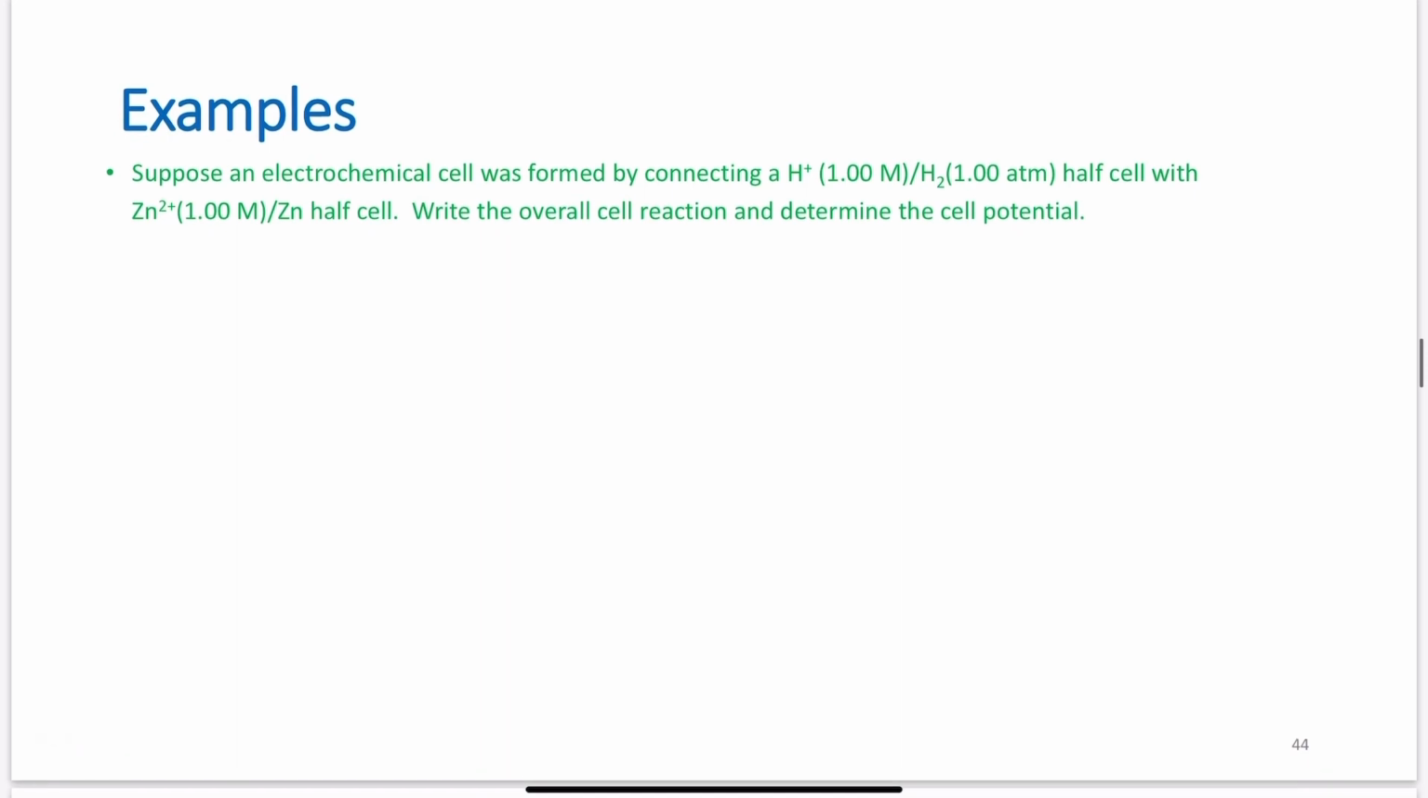Let's work some more examples. Suppose an electrochemical cell was formed by connecting an H plus 1 molar, H2 1 atmosphere half cell with a zinc 2 plus 1 molar zinc half cell. Write the overall cell reaction and determine the cell potential. Okay, in this case, I've got H plus and H2. What I need to recognize is that this is representing my standard hydrogen electrode.